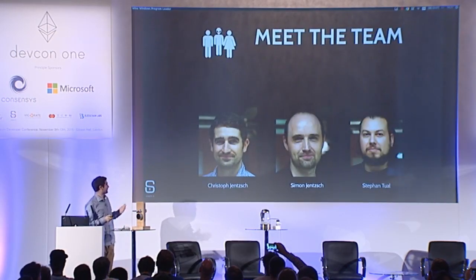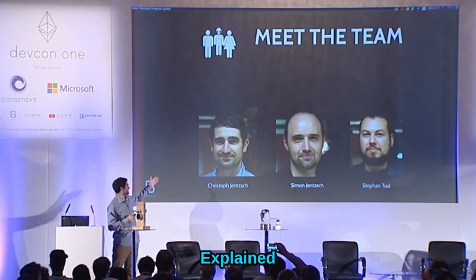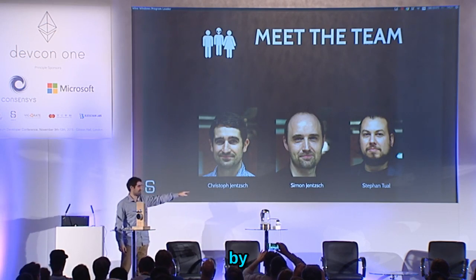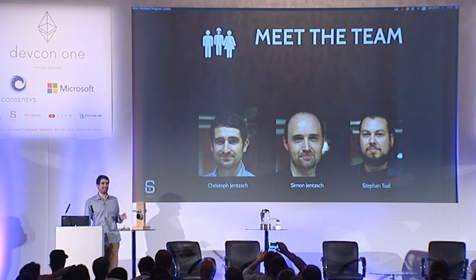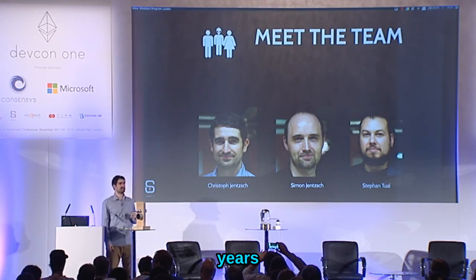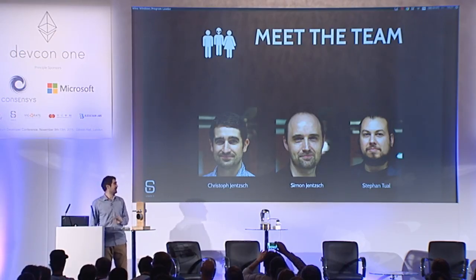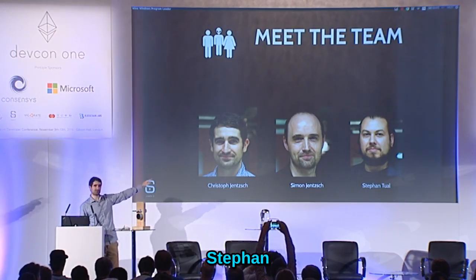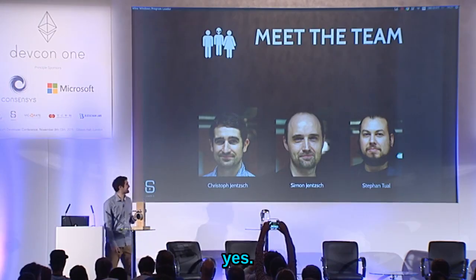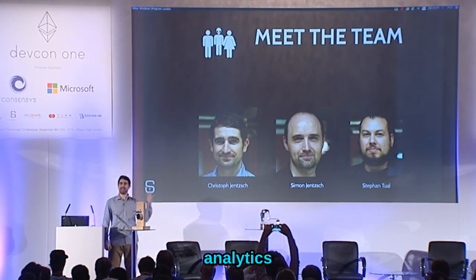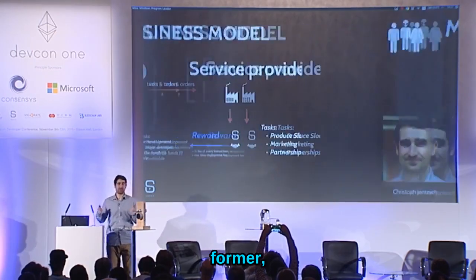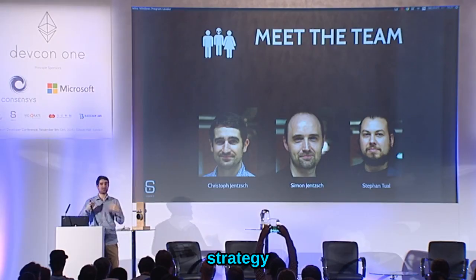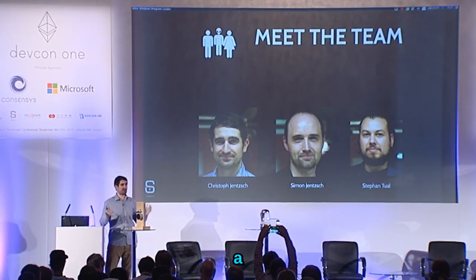Okay, now just who are we for now? This is the team. I explained who I am, co-developer of the C++ team. Simon is not by chance the same name, he is my brother. He's a great developer for over 20 years now, working for large German companies like Deutsche Bahn and others. And I think some of you may remember Stefan Tual. He has worked for Visa and for other big analyst companies. He has been the former CCO of Ethereum. So I think he does a great job for strategy and market development.